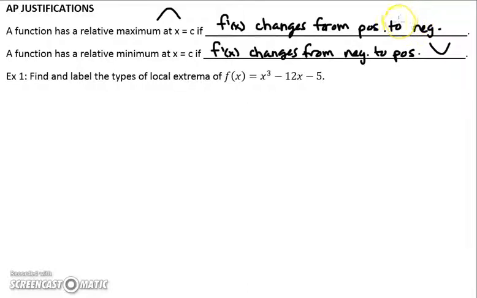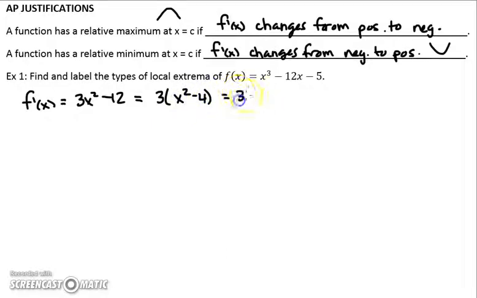We want to take the derivative and make our little number line. So f prime of x is going to be 3x squared minus 12. If you want to factor that, we can say 3 times x squared minus 4, which would be 3 times x plus 2, x minus 2.